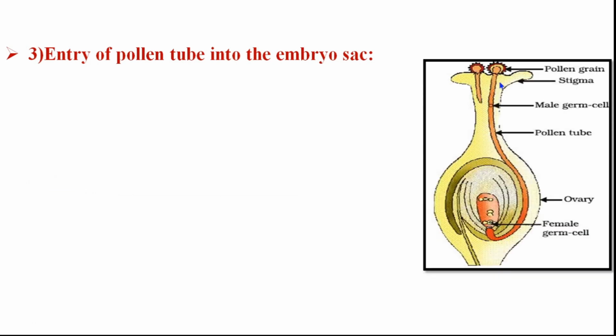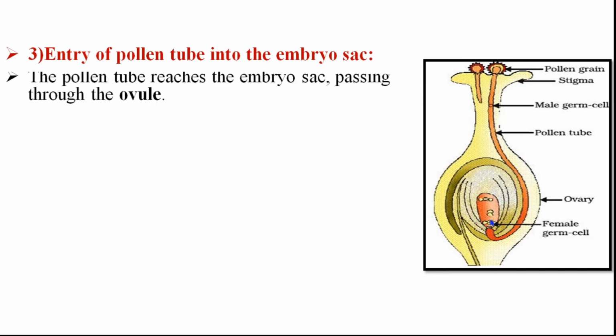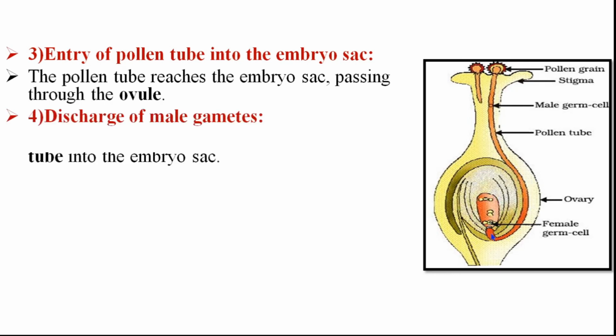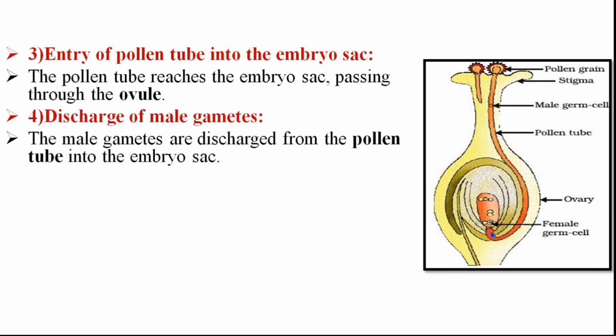Next step is entry of pollen tube into the embryo sac. The pollen tube, which has already entered into the ovule, enters into the embryo sac and it carries the two male gametes. So these two male gametes are discharged into the embryo sac.